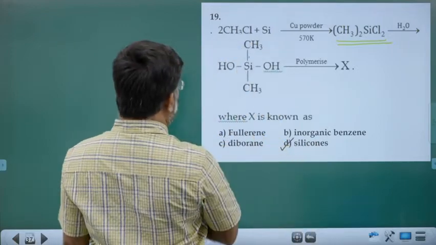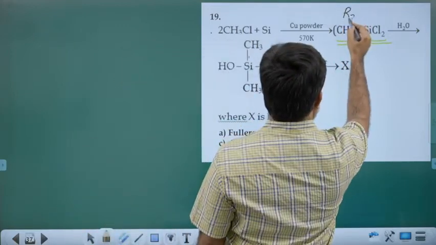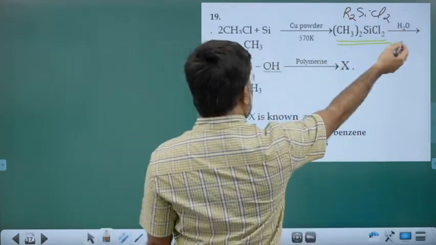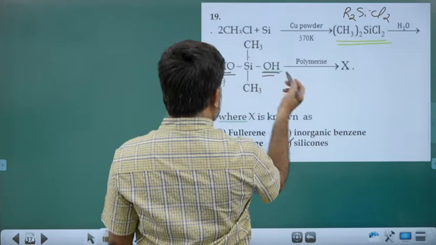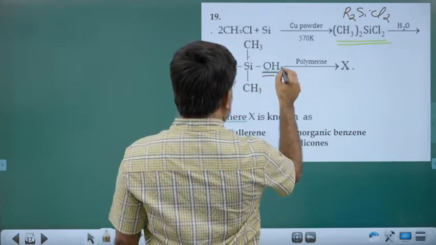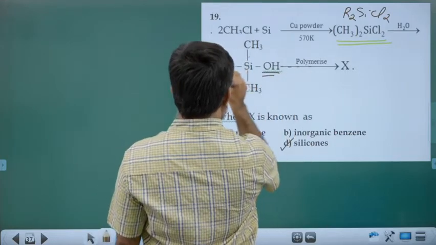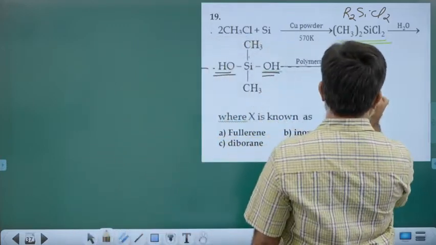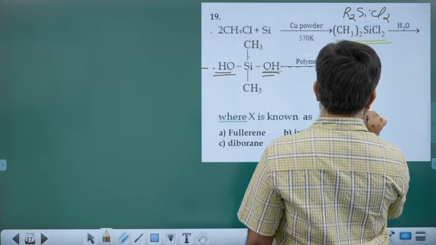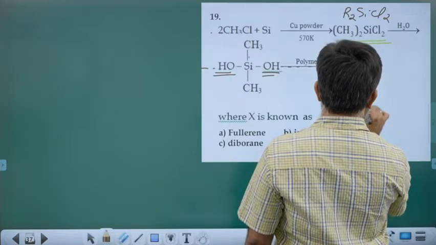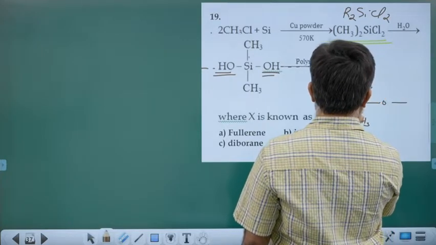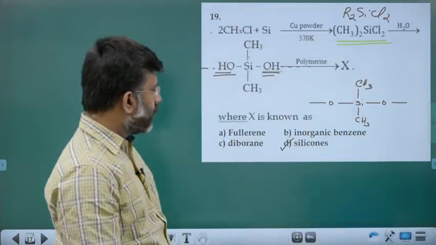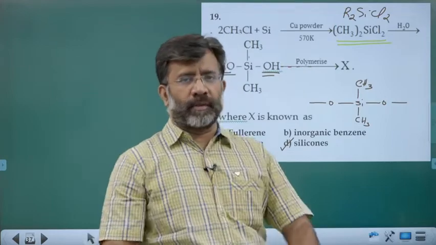And this will give you R2SiCl2. Now you have 2 chlorines, which upon hydrolysis give 2 OH groups. Now what can happen? It can polymerize linearly over here. It will polymerize like this: CH3, Si, CH3, O, like this it goes. And that is silicon polymers.